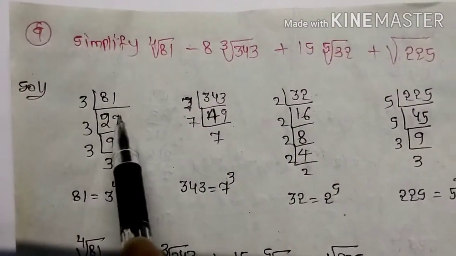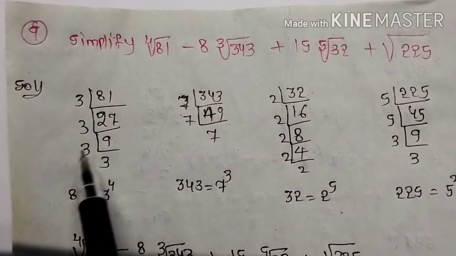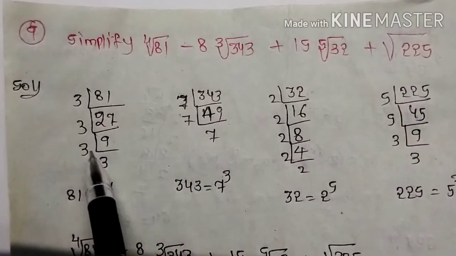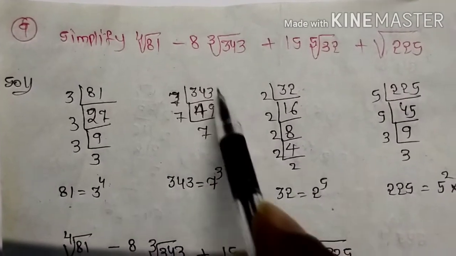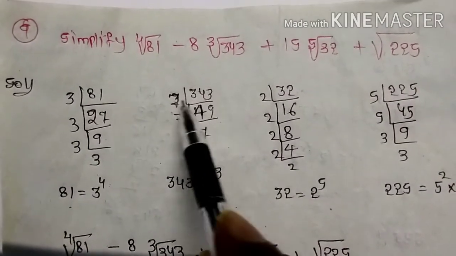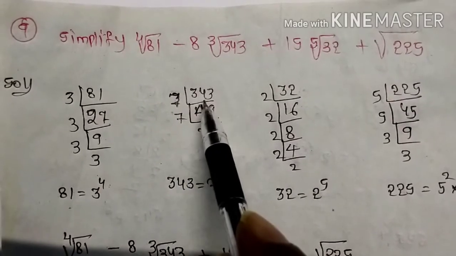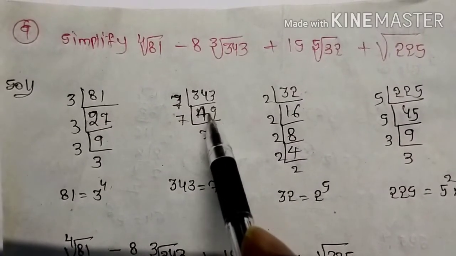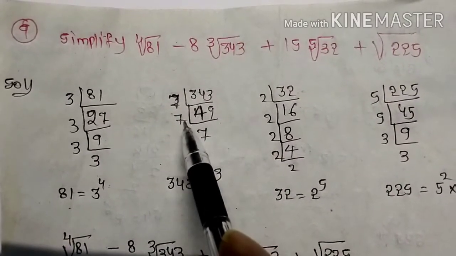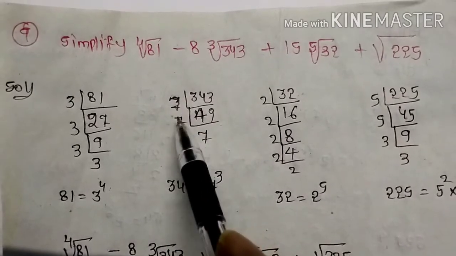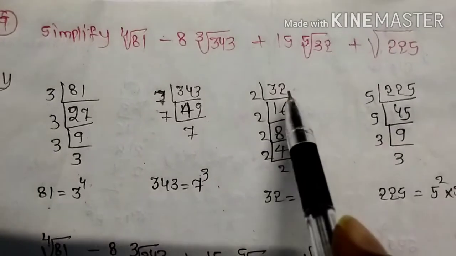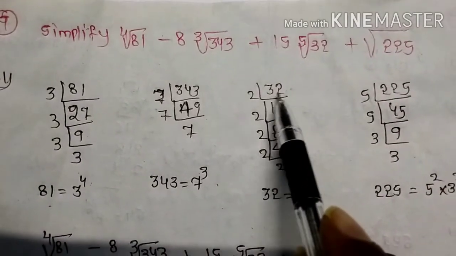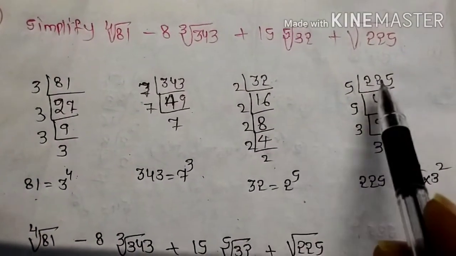81: 3 2s are 6, 3 7s are 21, 3 9s are 27, 3 3s are 9. That means how many times is 3 repeated here? You can see 3 power 4. 81 can be written as 3 power 4. In a similar way you can see 343 here. 7 4s are 28, remainder is 6 3. That means 63 means 7 9s are 63. Next you can take 7 7s are 49. That means can you write here 343 as 7 cube? Yes or no? Yes.